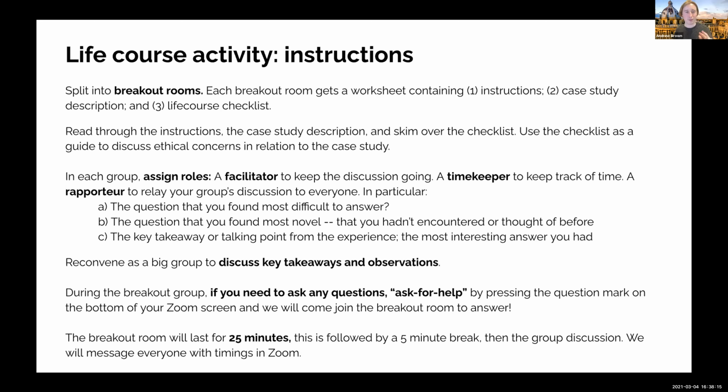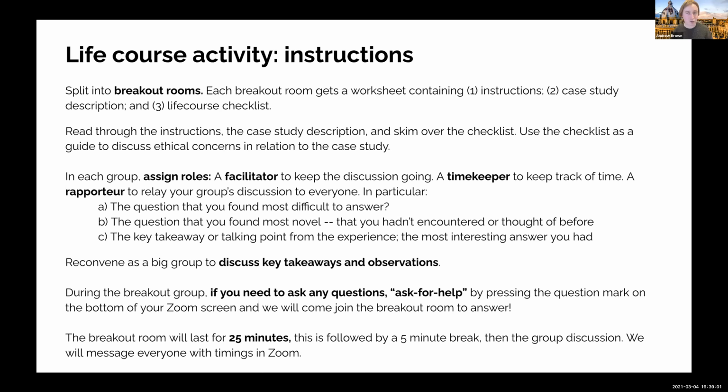In each group, we ask you to assign three roles. First, a facilitator to get the discussion going and to keep it going. Secondly, a timekeeper to keep track of time, and we'll give some time details at the end of this slide. And a reporter to relay your group's discussion to everyone. Some discussion points that we're interested in for the group discussion afterwards are, for example, the question that you found most difficult to answer on the worksheet. Also, the question that you found most novel, or in other words, the one that you hadn't encountered or thought of before. Also, the key takeaway or talking point from the experience, or the most interesting answer that you had in relation to the case study. After that, we're going to reconvene as a big group to discuss the key takeaways and observations.